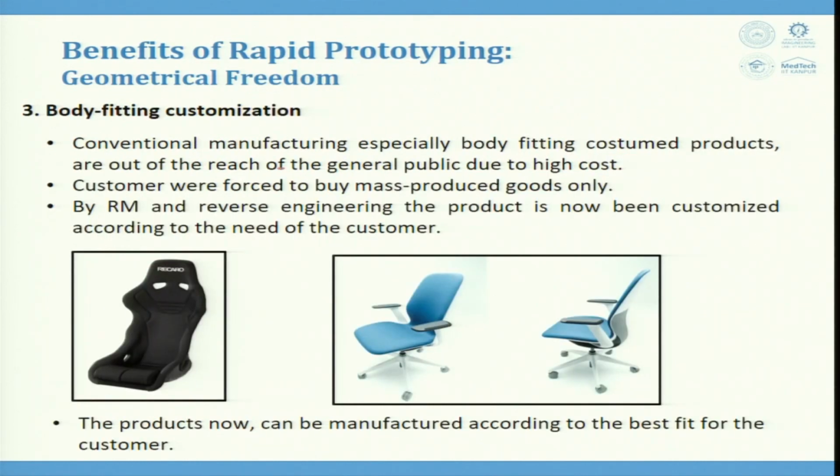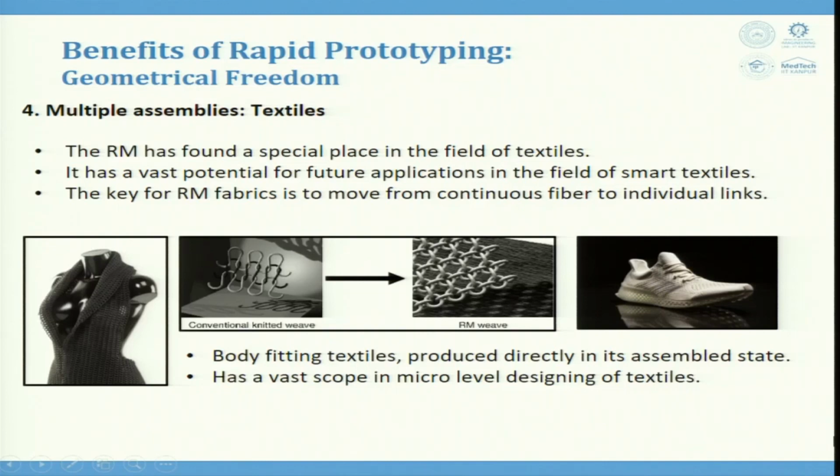Body fitting customization: in conventional manufacturing, especially body fitting custom products are out of the reach of the general public due to high cost. Customers were forced to buy mass produced goods only, which are easy to manufacture by conventional methods. So, by rapid manufacturing and reverse engineering, the products are now available in customized form and according to the need of the customer. The products can now be manufactured according to the best fit for the customer, that is, customized products are also developed.